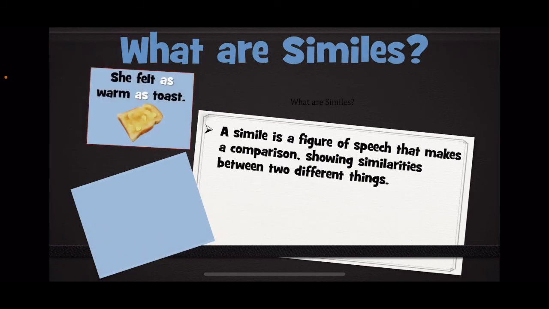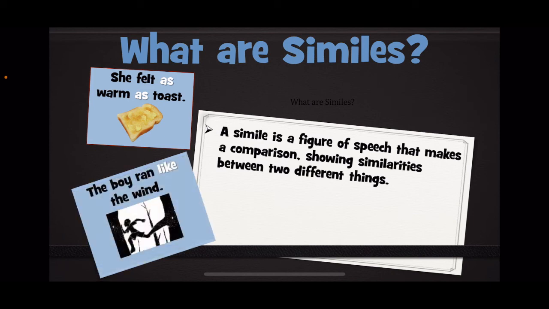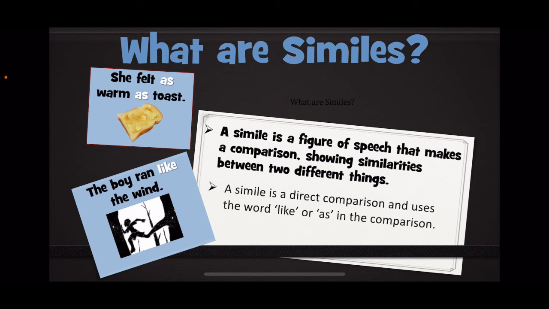So let's look at what a simile is. A simile is a figure of speech that compares two things, which shows similarities between them. So for example, she felt as warm as toast, or the boy ran like the wind. A simile is a direct comparison which compares these two things and generally always has the word like or as. Now there are a few exceptions, but most of the time if the word like or as is in it, it is probably a simile because it's saying something is like another thing.